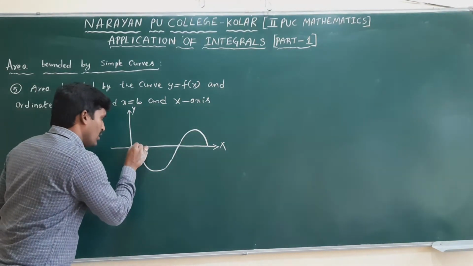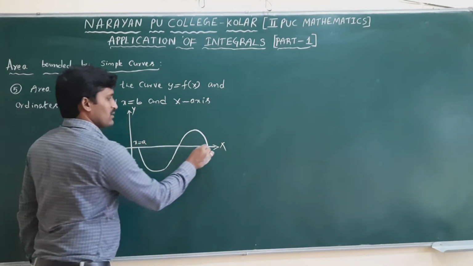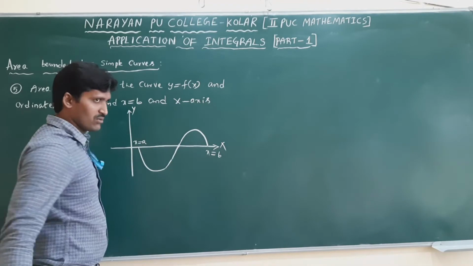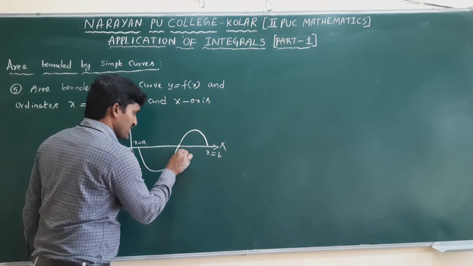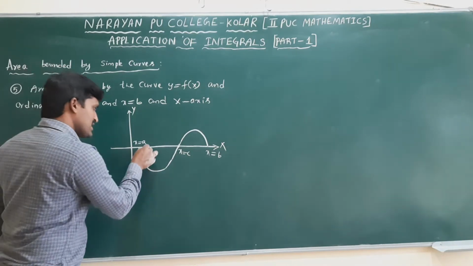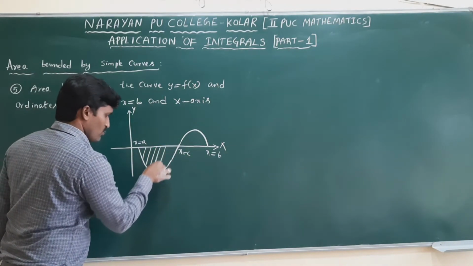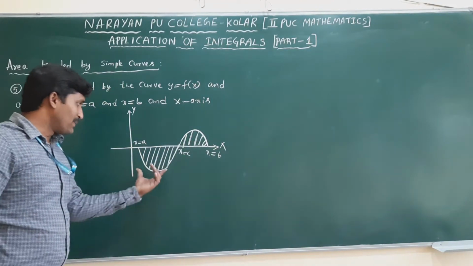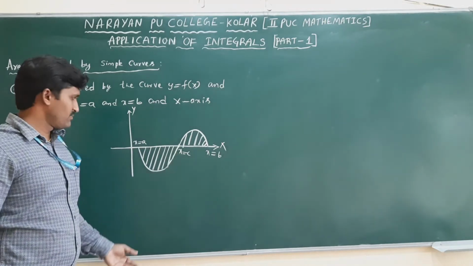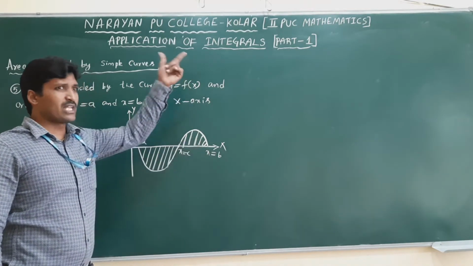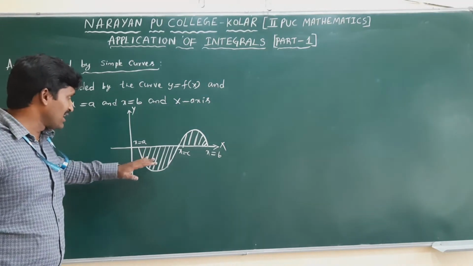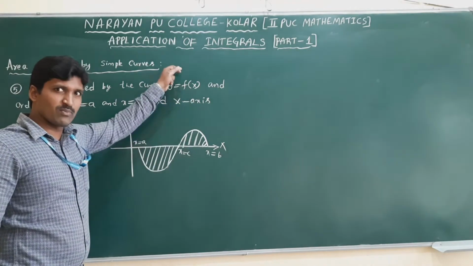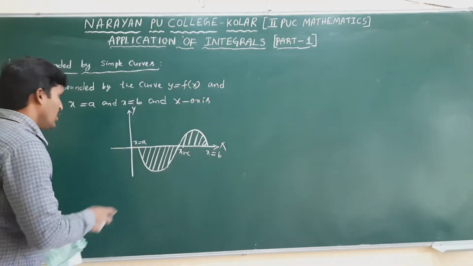Here this is x equal to a. This is x equal to b. And one more line is breaking the curve. This is x equal to c. Here I need to find two regions, both regions. But here the lower region, from a to c, is clearly below the x axis, and from c to b it is above the x axis. Below means the y value is clearly negative, that means the function is less than 0. Above means y is positive, that means f of x is greater than 0. But we need to find the total area.